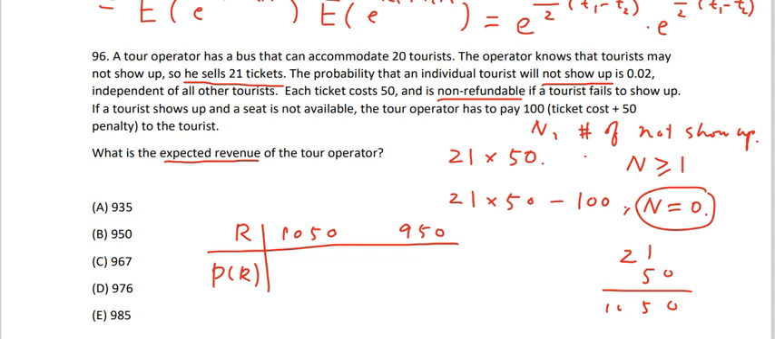So n equals 0 means not show up is 0, so show up is 0.98, right? So this probability is 0.98 to the 21st power. Everyone shows up. Then the other probability is 1 minus this number. So we can find the expected value.